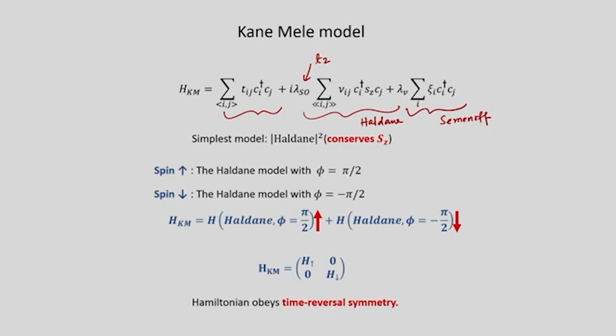Okay. So, it's a simple model which is two copies of the Haldane model, and that's why it's written as Haldane squared, and it conserves the SZ component, or Z component, of the spin angular momentum. I have written it with a capital SZ, but sometimes in literature it's written with a small sz. So, here SZ denotes the Z component of the true spin, or the actual electronic spin. The spin up particles correspond to a Haldane model with a flux phi equal to pi by 2.